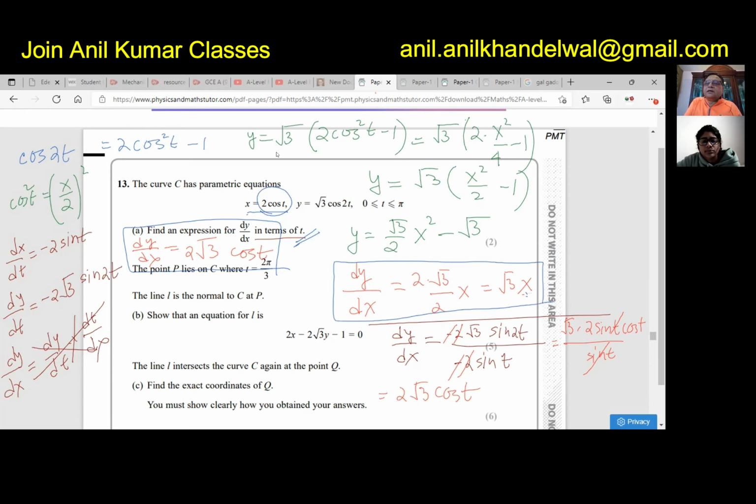So we do get the answer, which is dy dx equals to, which is same as 2 square root 3 cos t. And you know 2 cos t is x. So we could write this as square root 3 x. Is that clear to you? They get connected, right? So we have done the first part.